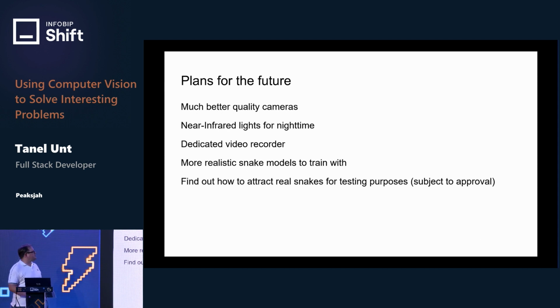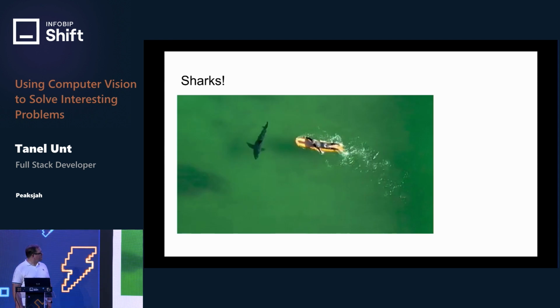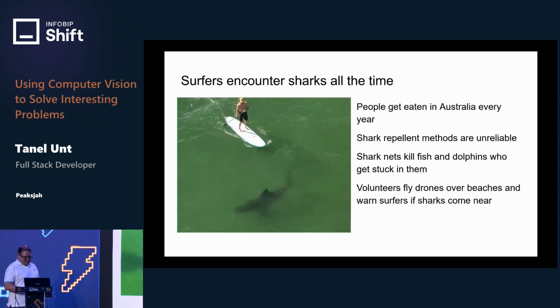So it was a nice idea, but after I failed to achieve the detection in real life, I started thinking, okay, what else can I do? So I started thinking, what's even more cool than snakes and sharks? There's a thing that surfers in Australia and around the world encounter sharks all the time. And people get bitten by sharks every year. Some of them even die.